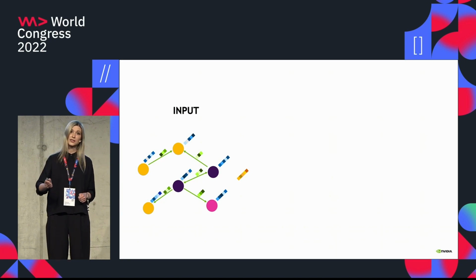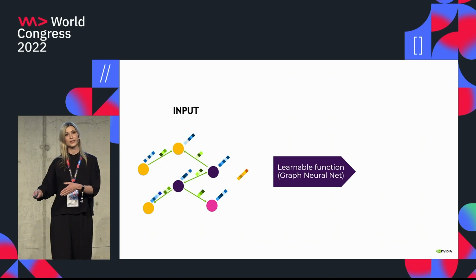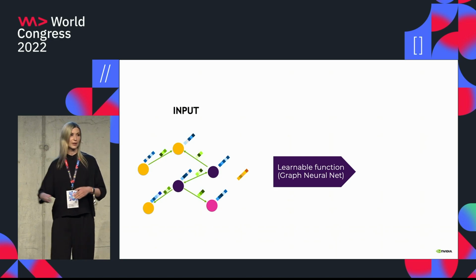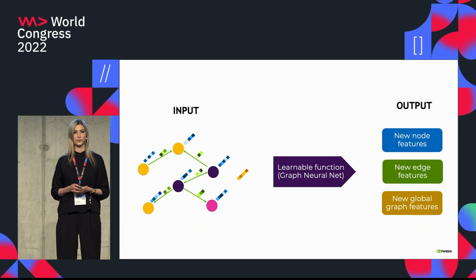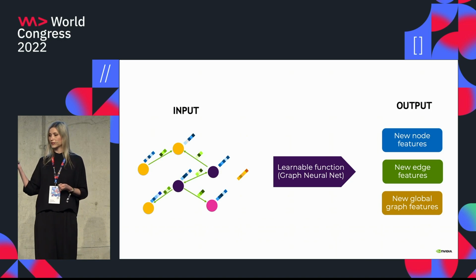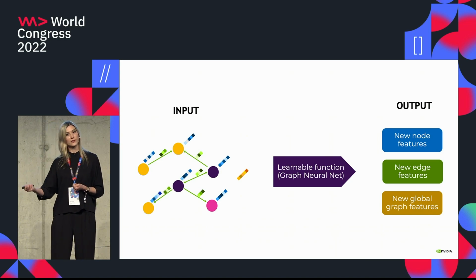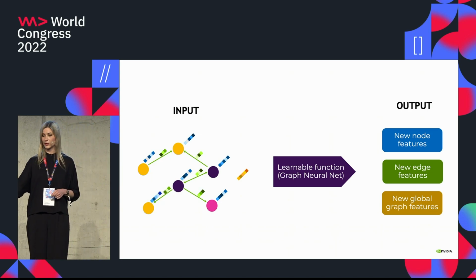And then our task here is basically to learn some function or neural network which will provide the mapping between this input to 3 different kinds of output. And the output can be the graph level prediction, node level prediction, and edge level prediction. So let's go through them one by one.